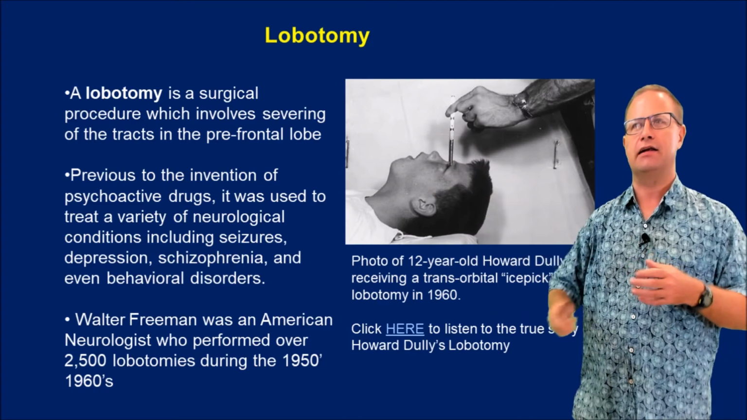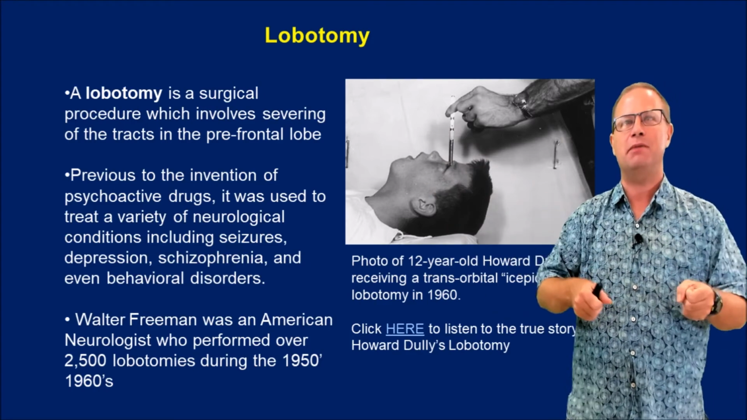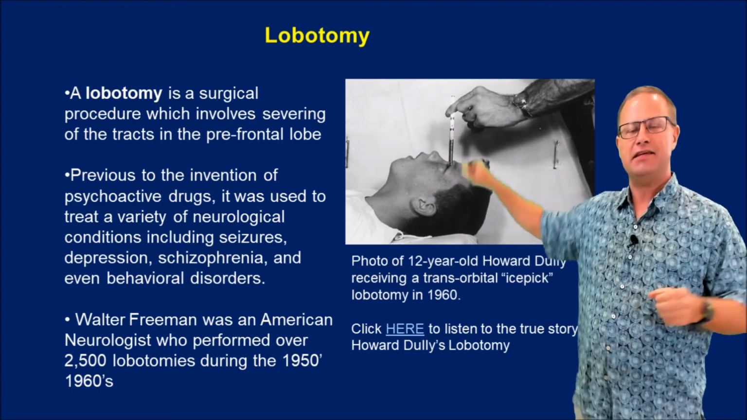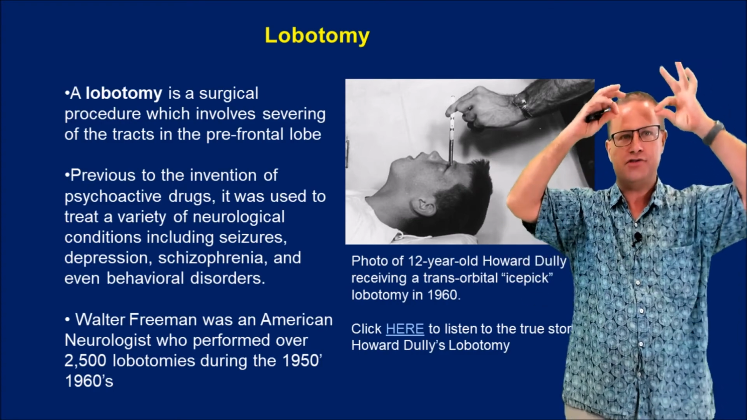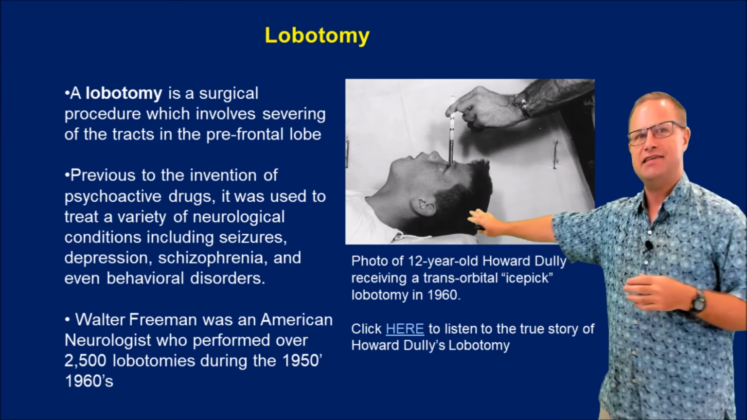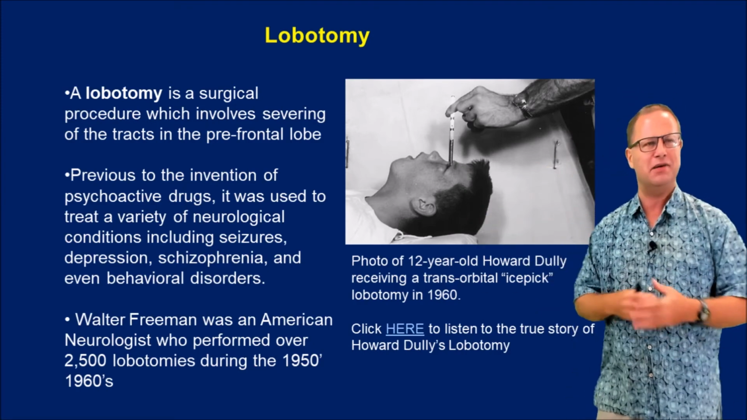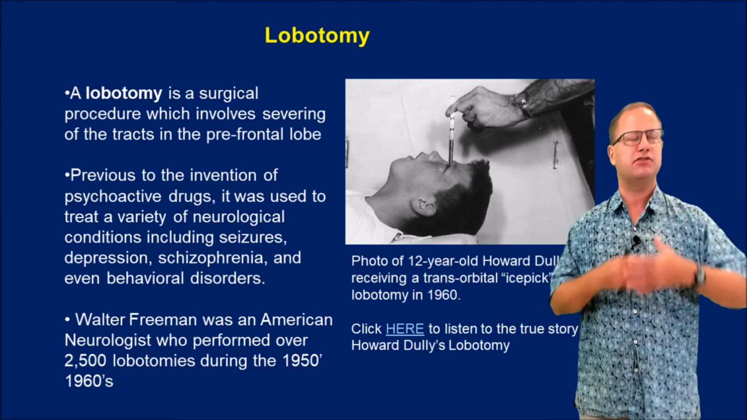He would simply take an electroshock therapy machine and shock the people into unconsciousness, and then stick these ice picks, these surgical tools, up above their eyeballs, go through the bone, crunch, and then sever those tracts. In this case, he was treating a 12-year-old boy who was just a little bit obstreperous, and he would basically talk back to his mother.